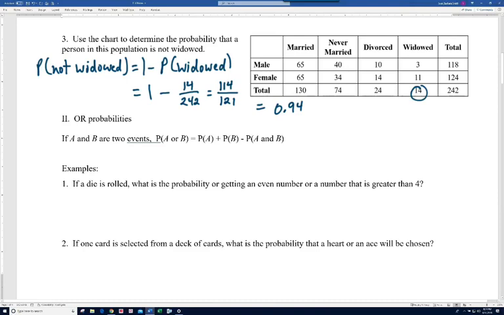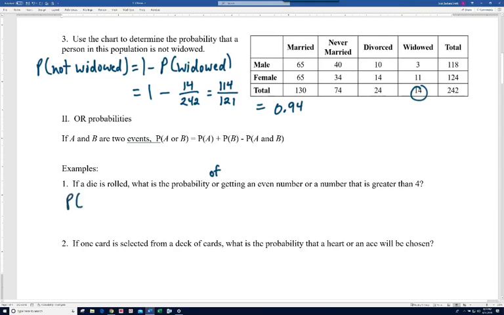All right, we're going to talk about OR probabilities next. If A and B are 2 events, the probability of A or B is equal to the probability of A plus the probability of B minus the probability of A and B. All right, so let's see how that works. If a die is rolled, what is the probability of getting an even number or a number that is greater than 4?